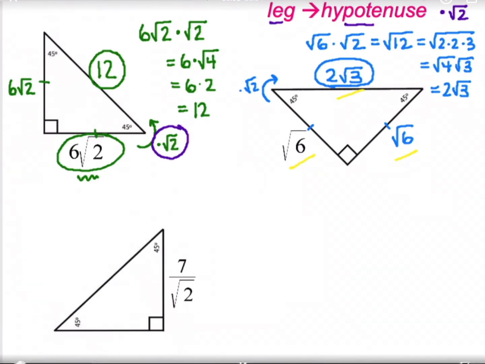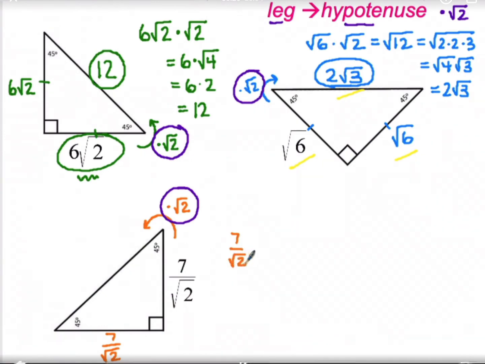If we've got 7 divided by the square root of 2 on this side, then we've got 7 divided by the square root of 2 on this side. And the hypotenuse, even though I already see a square root of 2 there, which is kind of weird, I know the hypotenuse is always the length of the leg times the square root of 2. Every time.